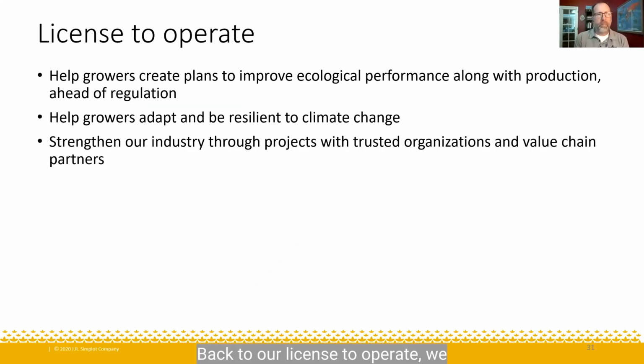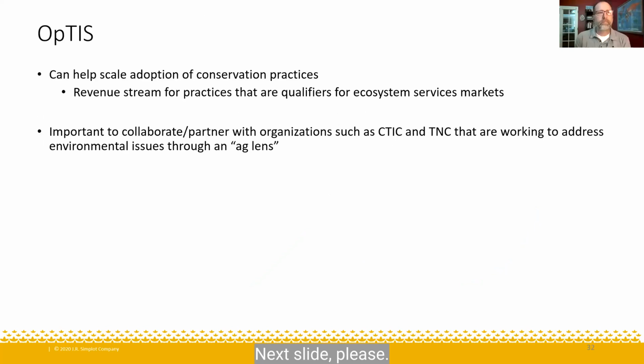Back to our license to operate, we believe it's important to help growers create plans to improve ecological performance along with production ahead of regulation, to help growers adapt and be resilient to climate change, and to strengthen our industry through projects with trusted organizations and value chain partners. Next slide, please. So OpTIS.